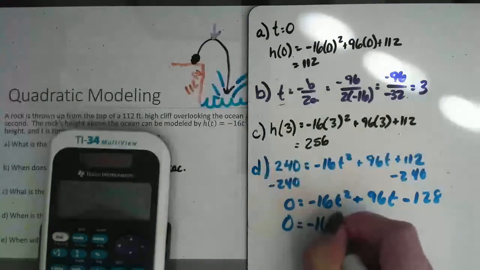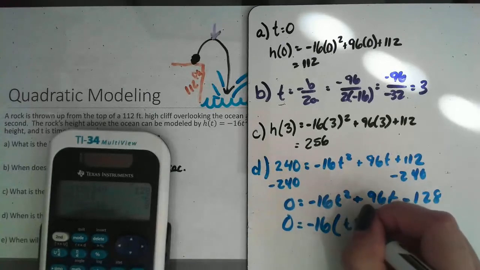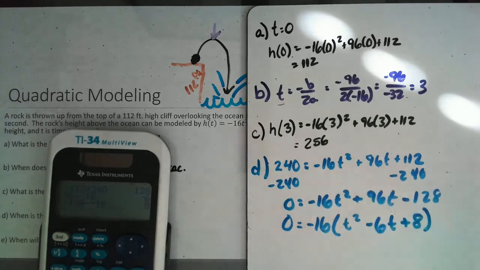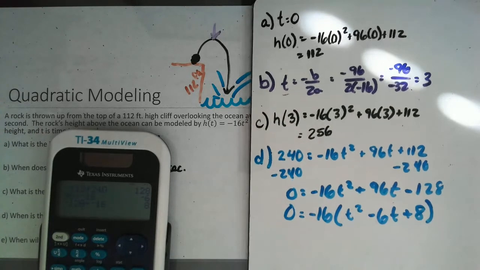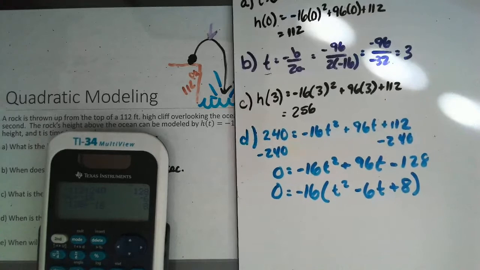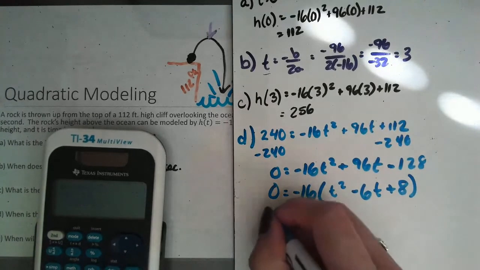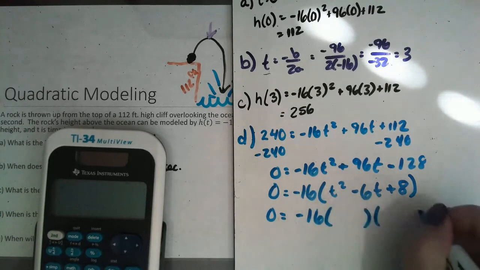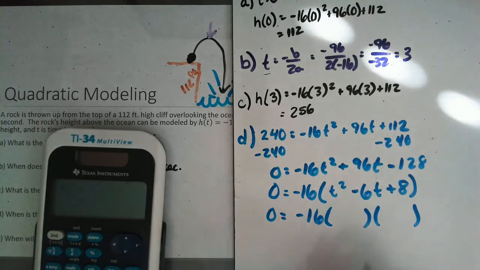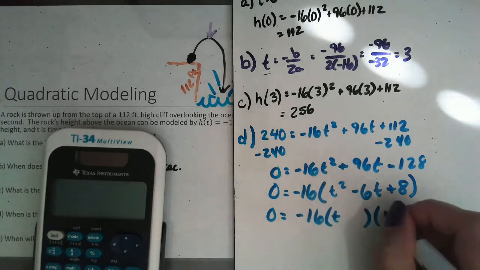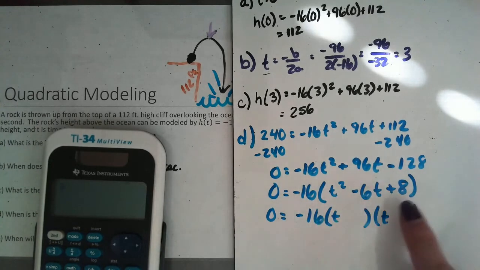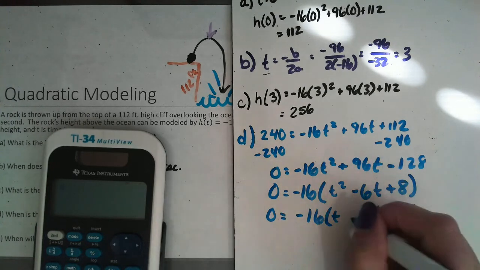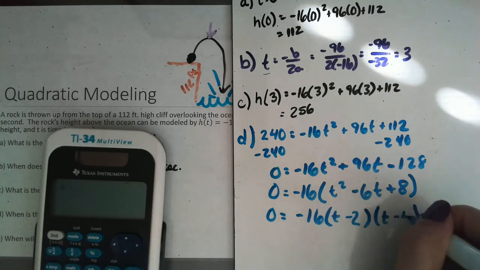If I factor out a negative 16, then I have t squared minus 6t plus 8. Well, that even factors. I'm not going to have to use quadratic formula at all. I'll have 0 is equal to negative 16 times. Because my a value is 1, I can set up my parentheses with my variable t in front. I need two numbers that multiply to give me positive 8, but add to give me a negative 6. That's a negative 2 and a negative 4.